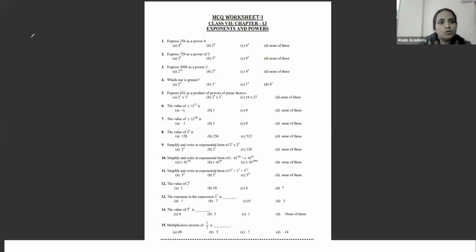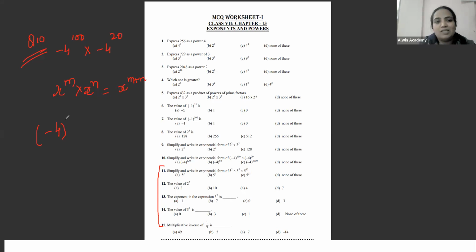We'll be now discussing question number 10, which will be the last question for the day. Rest you can attempt by yourself, 11 to 15. Question number 10 is simplify and write in exponential form of this. So again, the bases are the same. The question is minus 4 to the power 100 into minus 4 to the power 20. So again, the same law will be used, x to the power m into x to the power n. That means x written once and powers will be added. So we write the base once, and 100 plus 20 is 120.